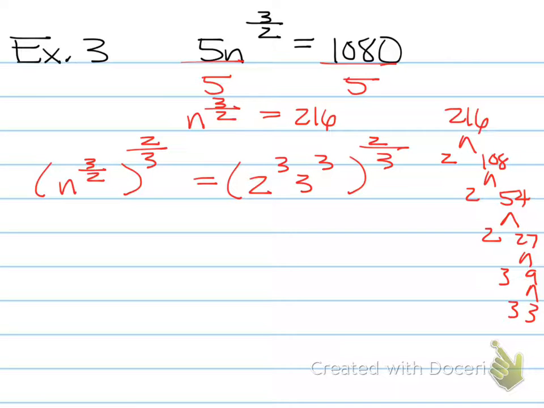2 to the 3rd power raised to the 2/3 power, the 3s will cancel, leaving me with 2 squared. And then 3 cubed raised to the 2/3 power, the 3s will cancel, leaving you with 3 squared. 2 squared is 4. 3 squared is 9. 9 times 4 is 36.